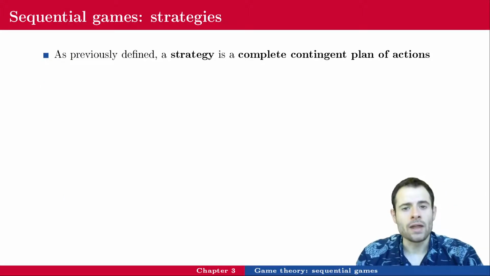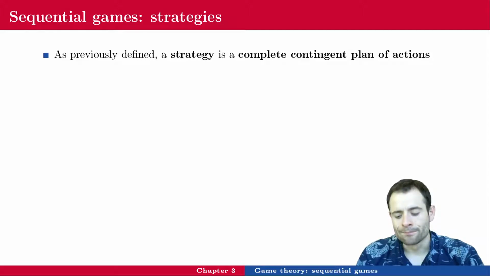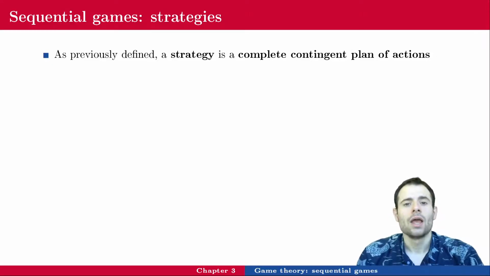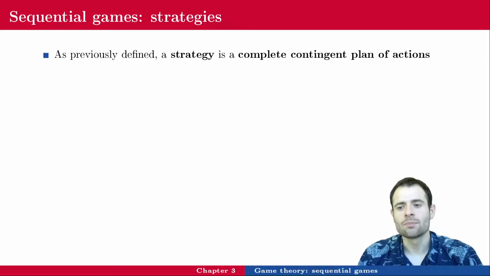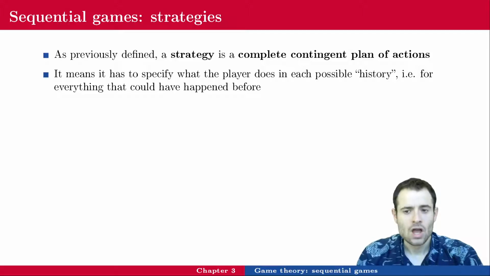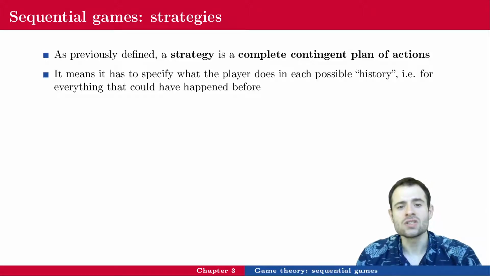Strategies are going to be the main thing that changes when looking at a sequential game versus a simultaneous move game. So a strategy is a complete contingent plan of actions. Here I added the word complete to say that it covers all the possible cases, all the possible histories. So it has to specify what the player does in each possible history.